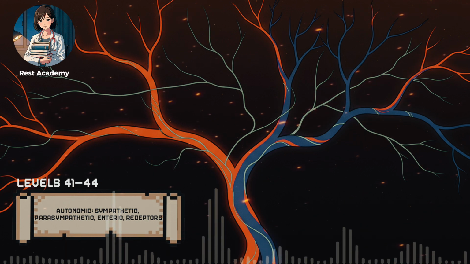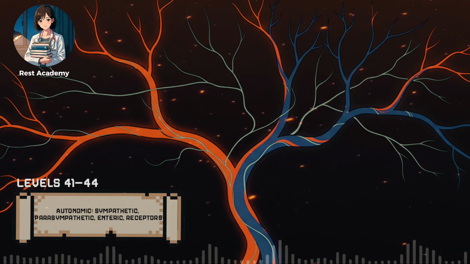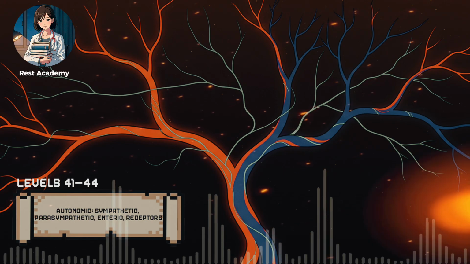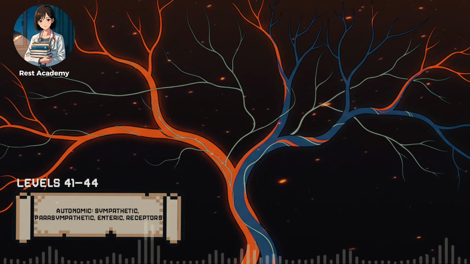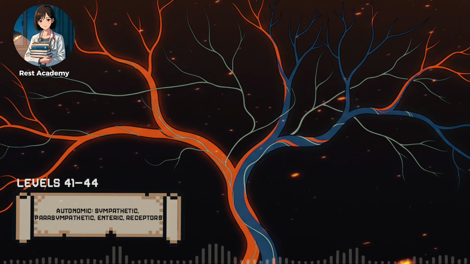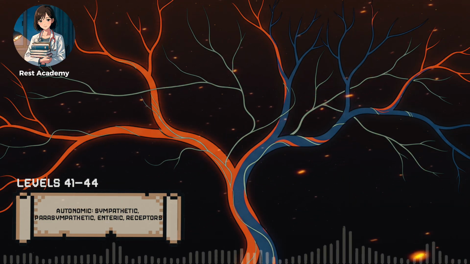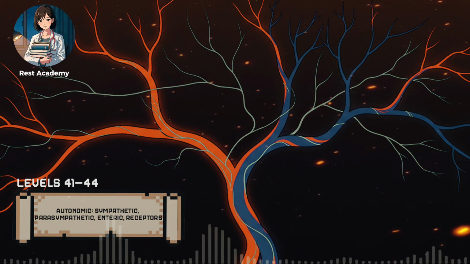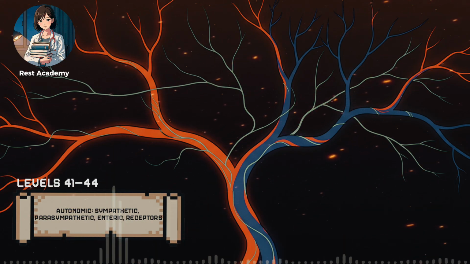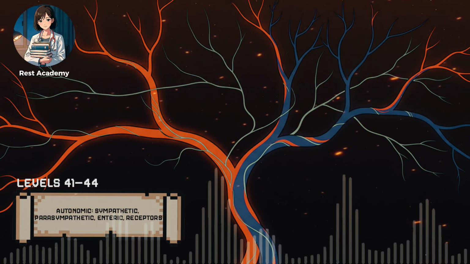Cholinergic receptors bind acetylcholine. Nicotinic receptors appear at autonomic ganglia and neuromuscular junctions. They are ligand-gated ion channels that depolarize target cells. Muscarinic receptors found on parasympathetic targets are G-protein coupled and vary by subtype. M2 slows the heart, M3 stimulates glandular secretion and smooth muscle contraction in the gut and bladder.